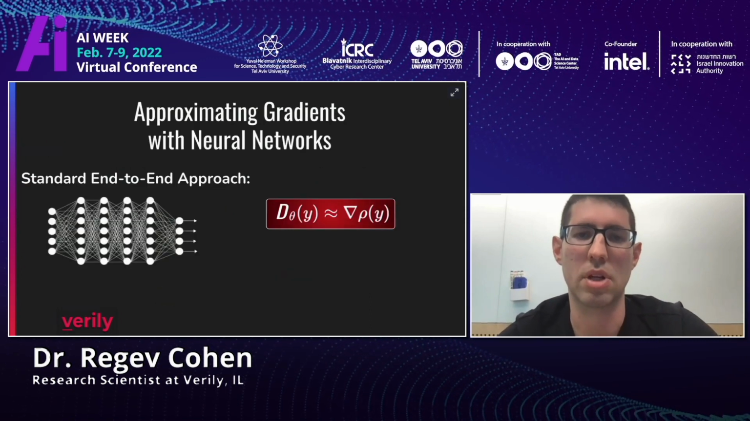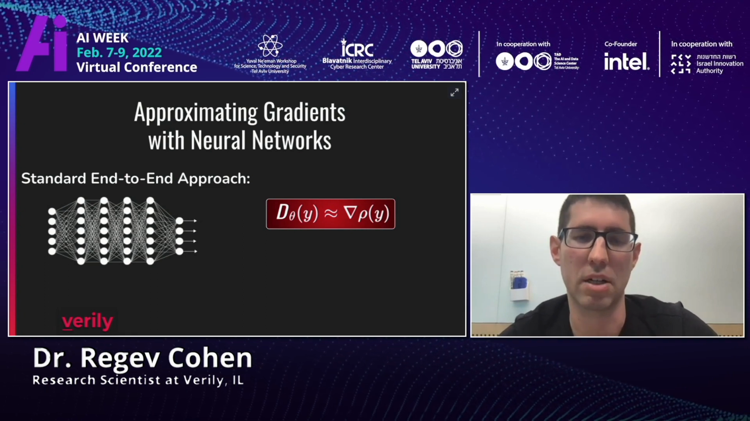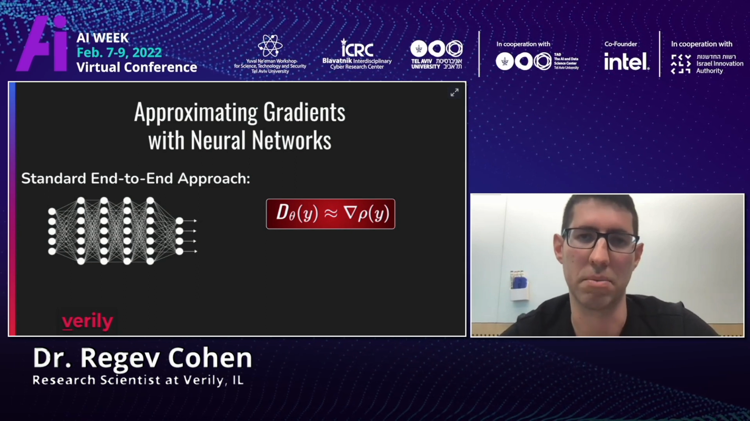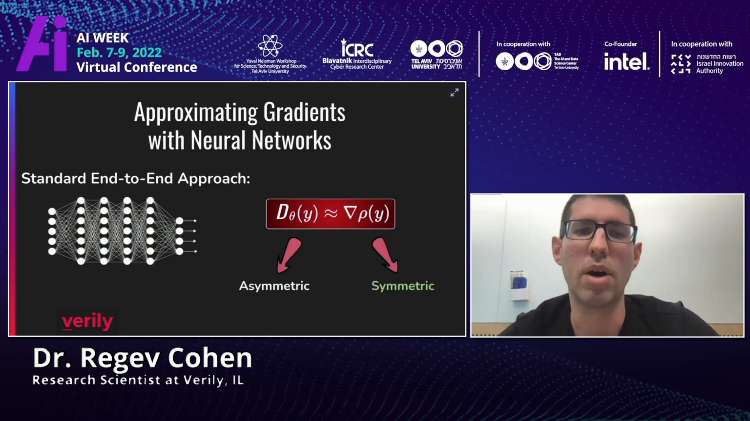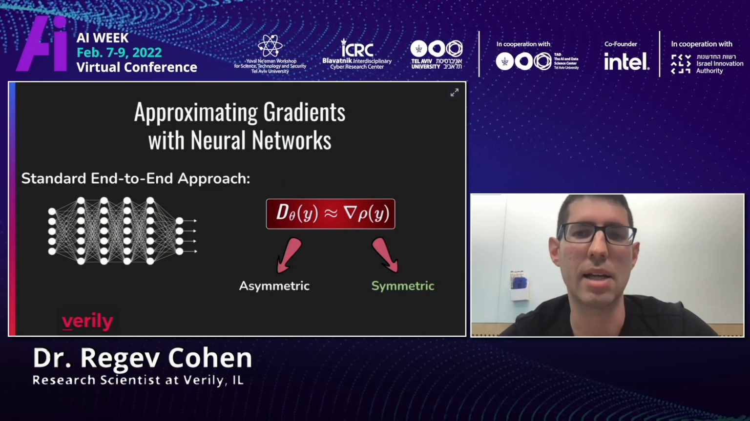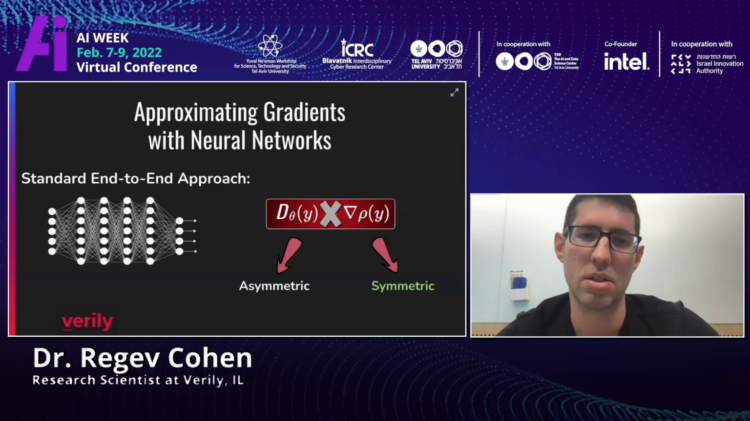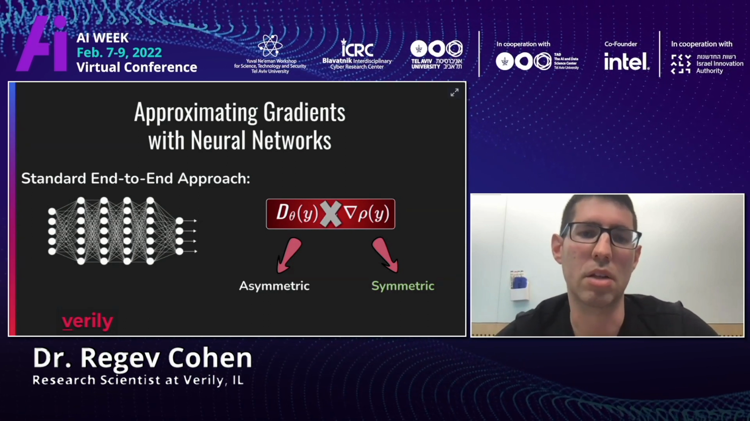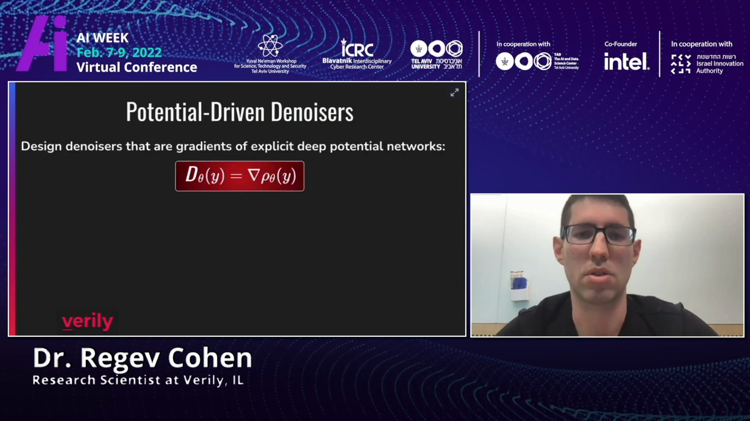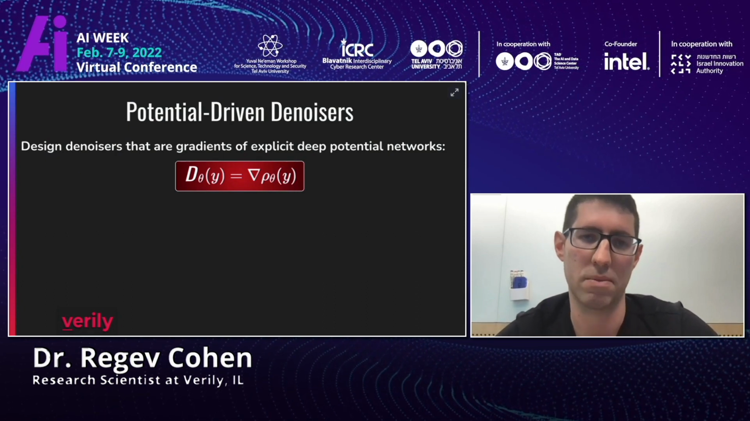The standard approach aims to train an end-to-end network which approximates the gradient of some function or some distribution, as done in score matching, for example. However, typically the left side is an asymmetric function, while the right side is symmetric since it's a gradient function. So equality cannot be achieved. To solve this, we introduce potential-driven denoisers, which are built as gradients of deep networks.